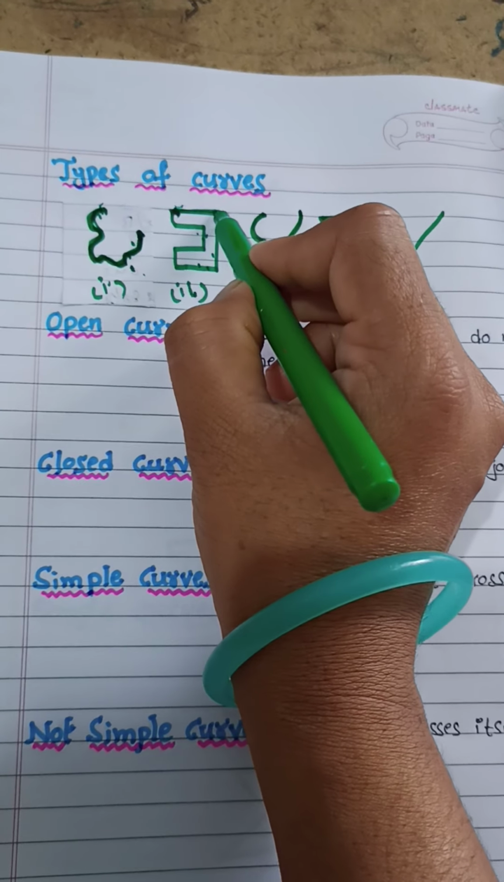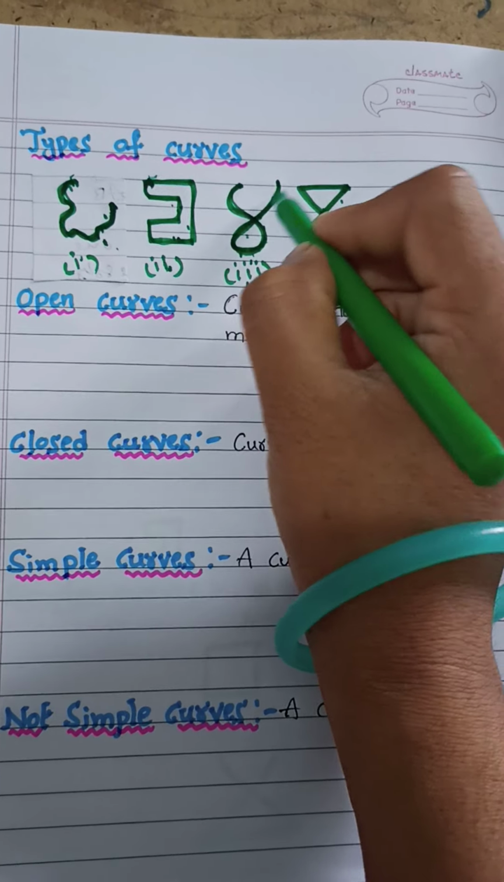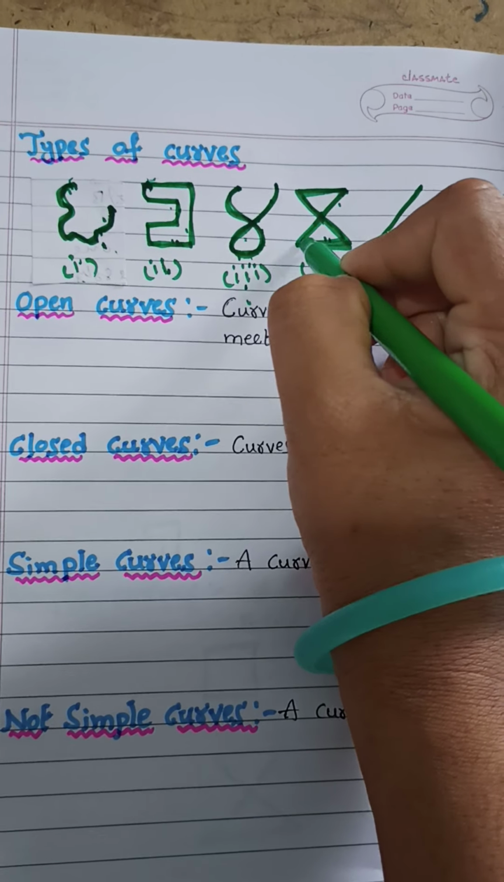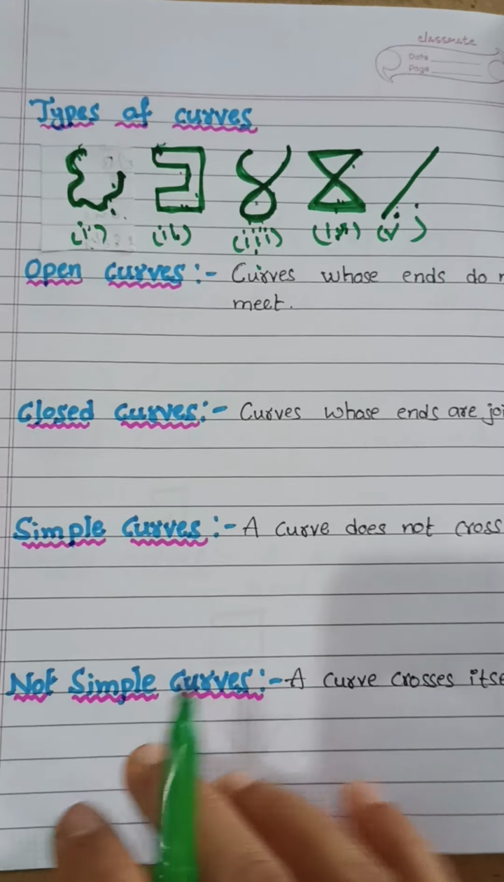Second one also, see, while drawing the second one, it doesn't cross itself. It is also a simple curve. While drawing the fifth one also, the curve doesn't cross itself. Fifth one is also a simple curve. But while drawing third and fourth, it crosses itself. So these curves are called not simple curves.